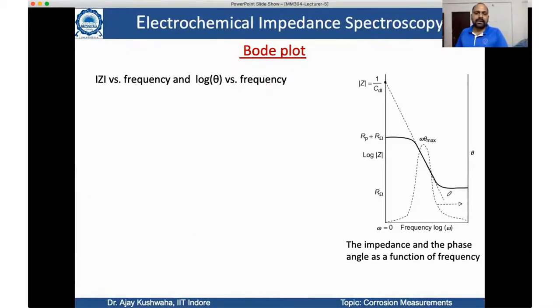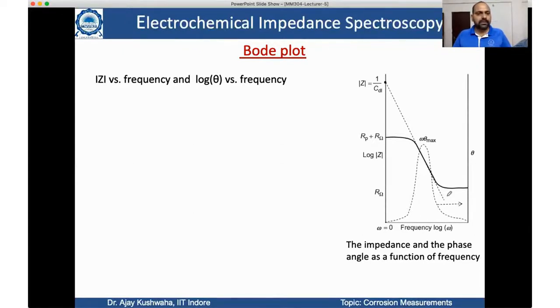So these were the ones. Similarly, if you remember, we have Z dash. So we can get the mod of Z. We are also aware of the frequency applied during the measurement. We also have the value of theta. So there is another plot, which is very well known, the Bode plot.